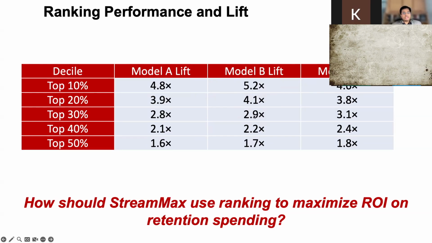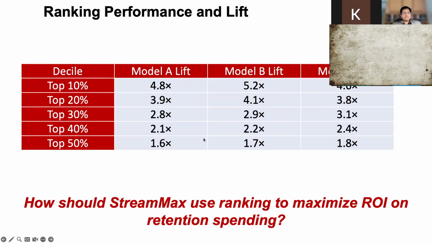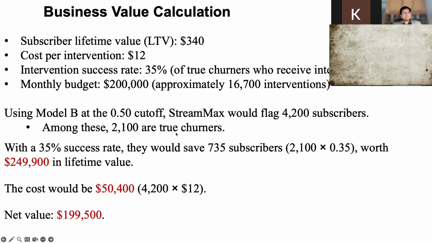So this is one way to look at the ROI, but the other way is to explicitly calculate it. Actually do the math and understand the value of choosing Model A versus Model B versus Model C. Now, having seen the previous slide, because Model B has better lift scores, suppose I choose Model B, but I consider the subscriber's lifetime value of $340, a cost per intervention of $12, and the fact that an intervention may not be successful every time, only 35% of the time it's successful. And we have a monthly budget of 200,000, which means that we can only intervene for 16,700 of them.